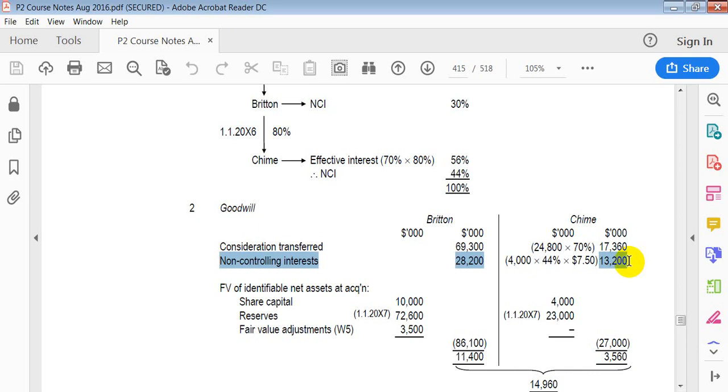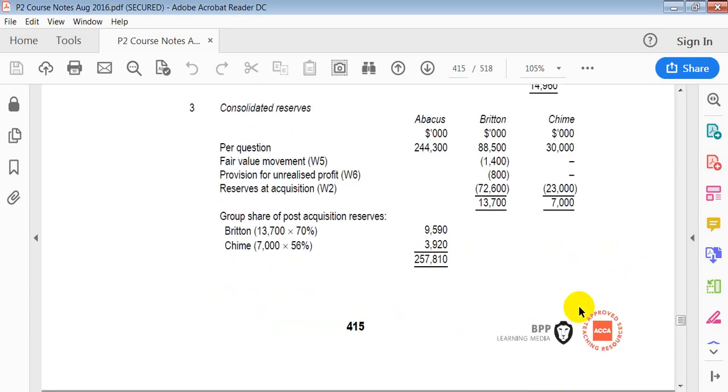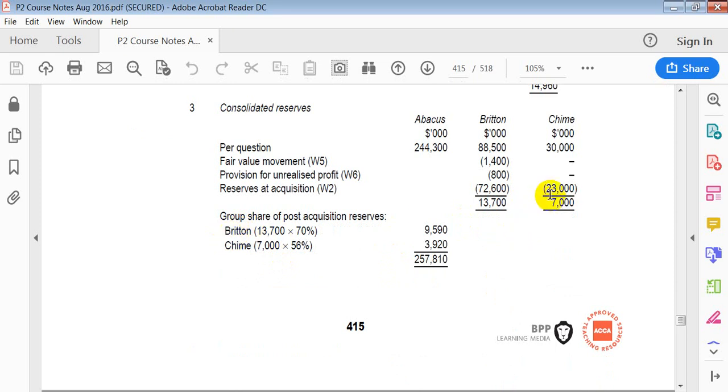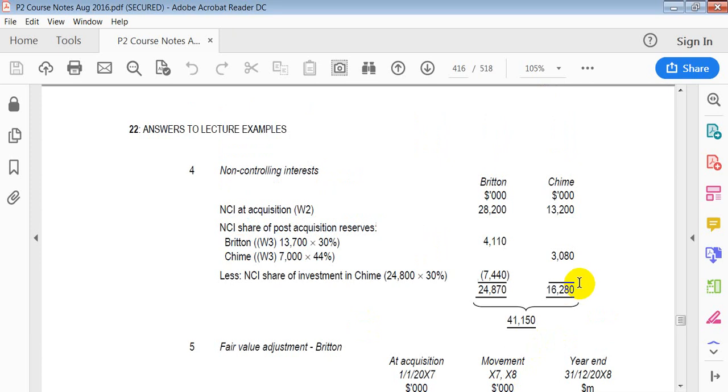Then from the consolidated reserves, we had transferred the group's share. From the 13.7, we transferred 70%, therefore the 30% goes to the NCI. From Chimney, we transferred 56%, therefore 44% goes to the NCI.